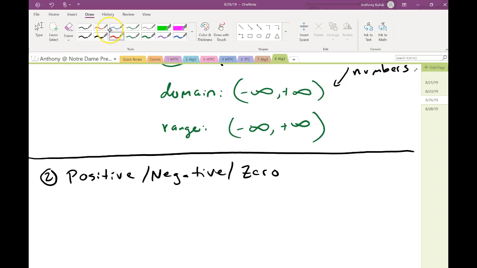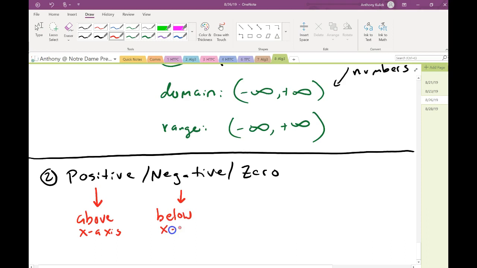So when I look at a graph, and I am looking for the positive parts of the graph, I need to look at the parts that are above the x-axis. Those parts will all have positive y-coordinates, correct? Similarly, negative is going to be below the x-axis, and then 0 is going to be on the x-axis.